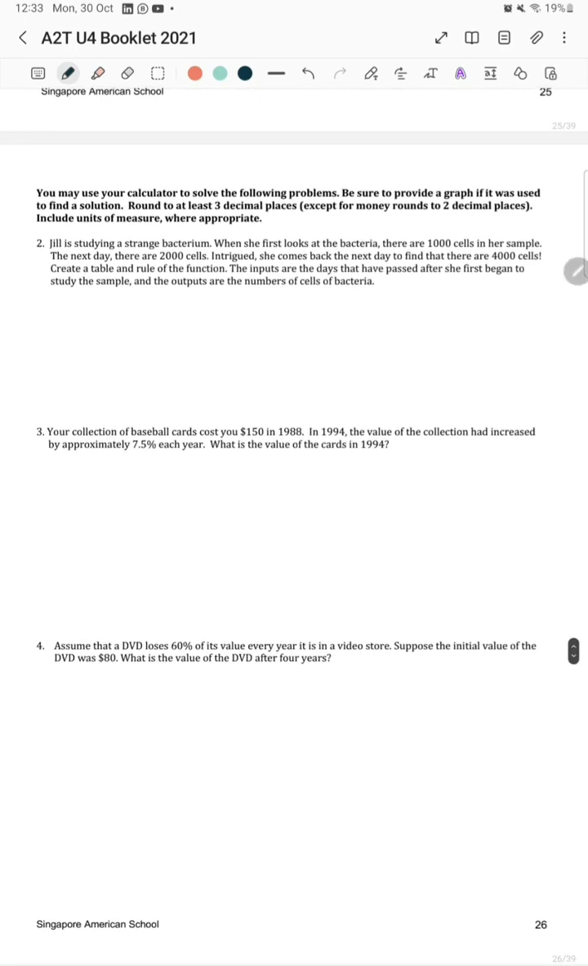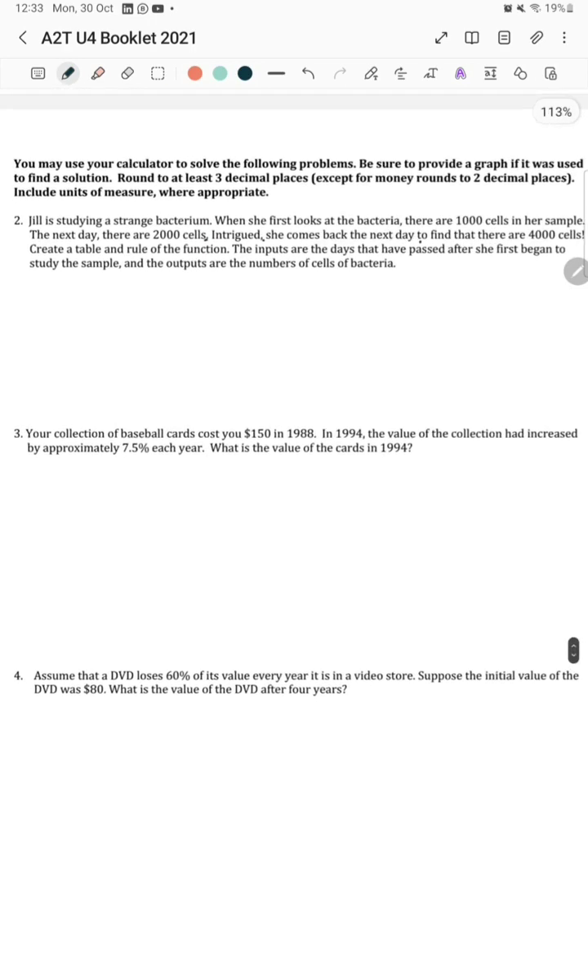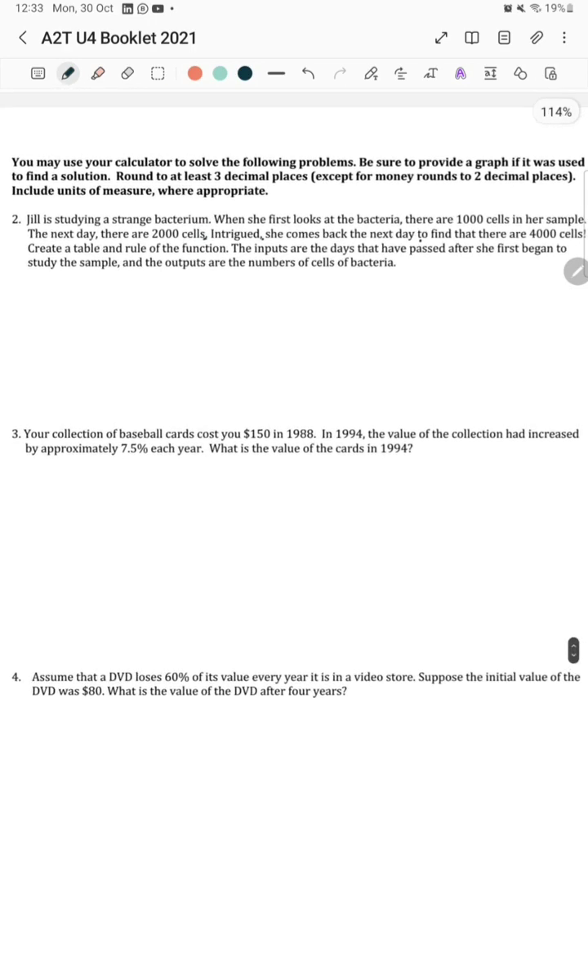Jill is studying a strange bacterium. When she first looks at the bacteria, there are 1,000 cells in her sample. The next day, there are 2,000 cells. She comes back the next day to find that there are 4,000 cells. Create a table and the rule of the function. The inputs are the days that have passed after she began to study the sample, and the outputs are the numbers of cells of the bacteria.